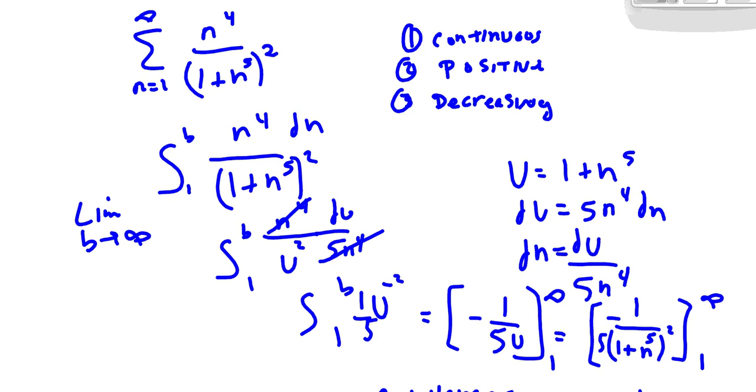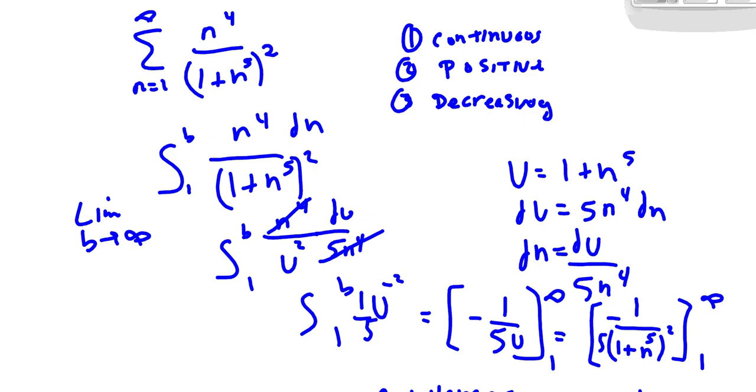So now we're going to integrate this. We're going to take the limit as b approaches infinity, and we're integrating from 1 to b of n to the 4th over (1 plus n to the 5th) squared. So I'm going to use a u substitution for that. Let u equals 1 plus n to the 5th, du equals 5 n to the 4th dn. Then I'm going to substitute that in. I'll let you look carefully at that. I'm going to continue. The antiderivative of that would then be negative 1 over 5u, integrating from 1 to infinity. Once we resubstitute that back in, we have negative 1 over 5 times (1 plus n to the 5th) from 1 to infinity.